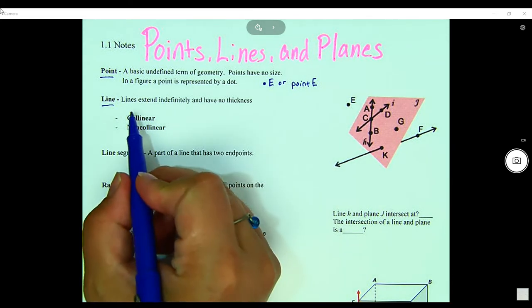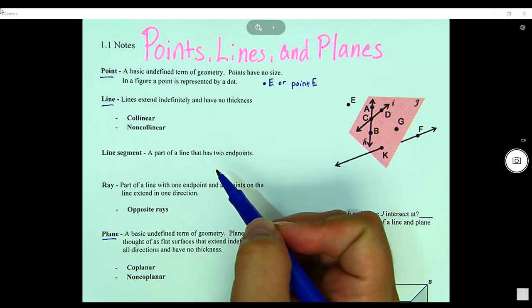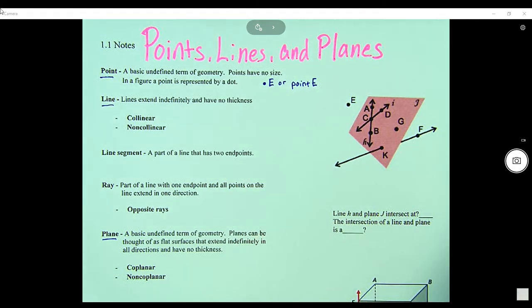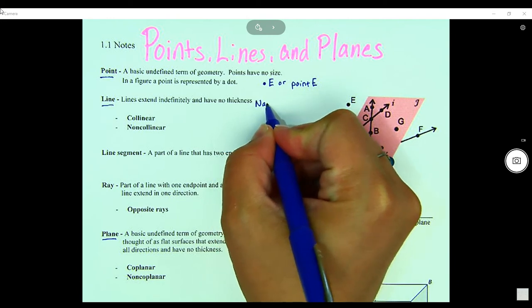A line extends indefinitely and has no thickness, so it goes forever and ever in two directions, and it doesn't have any thickness, so you can't actually touch a line. That's why it's undefined. You would name a line.